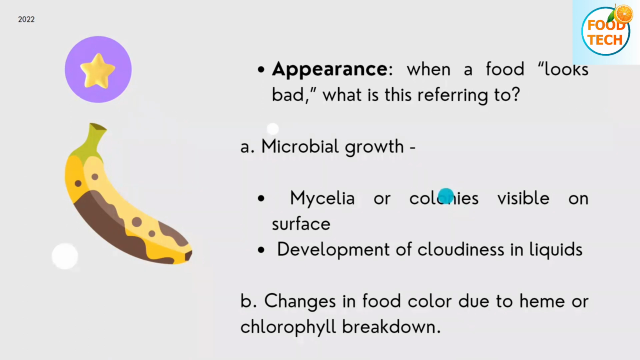Then the second point, change in the food color due to heme or chlorophyll breakdown. Yes. If you see the example, this is the major example. There's a change in food color. Again, if the food color is not up to the mark, it becomes unpalatable. Your sensory nerves give you the indication. First of all, whenever you see it, your eyes give the indication that no, this is not the right food. I don't want to have this food, right? So these are the major changes in the appearance.